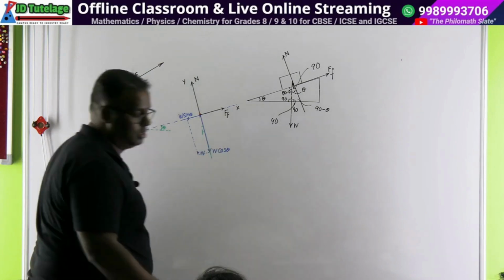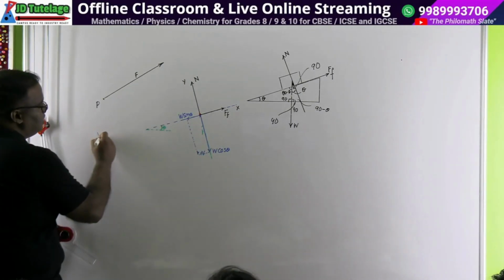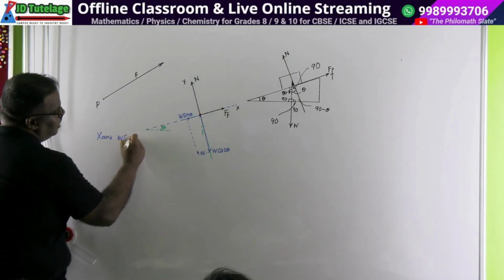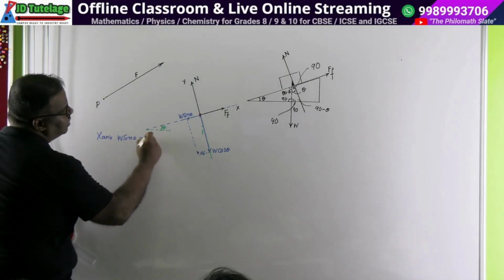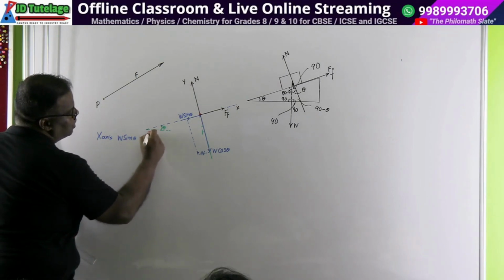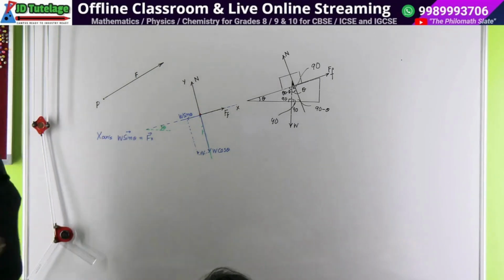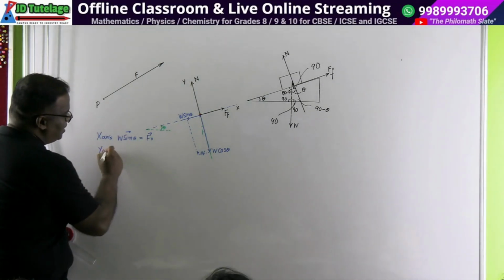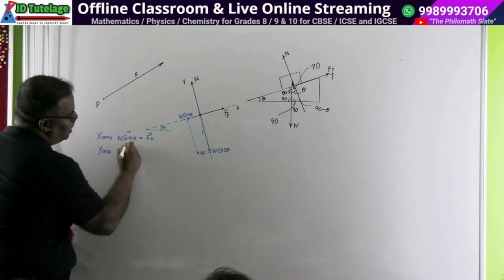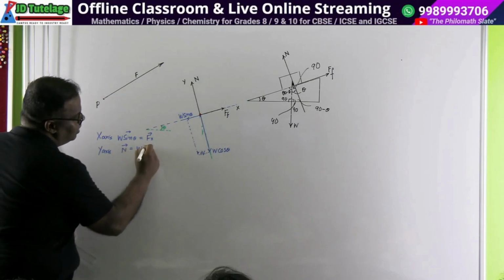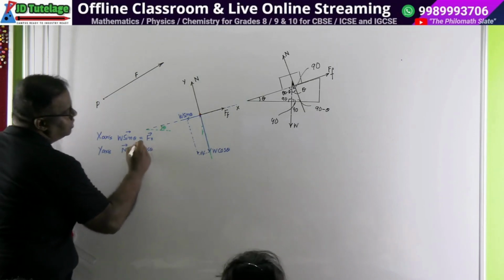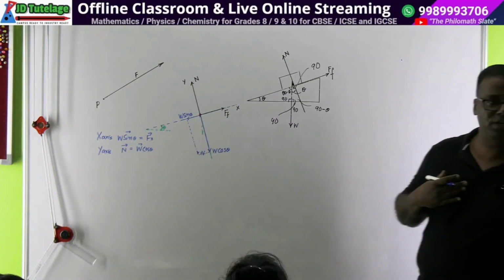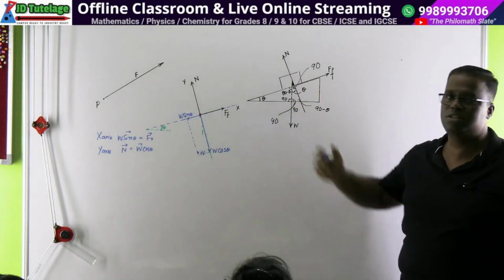Understood? Now look at the balancing on the x-axis. On the x-axis, W sin theta is balancing the friction force Fx. Body in equilibrium. And on the y-axis, how is it balanced? The normal reaction is being balanced by W cos theta. This is the beauty of resolving. Now you are satisfied, and your object is not falling.